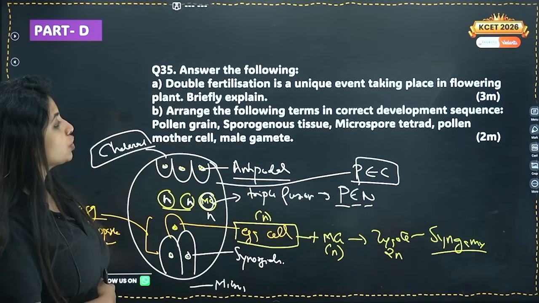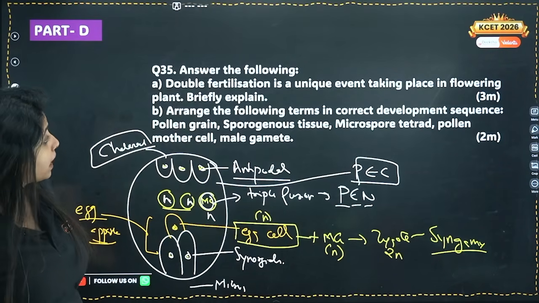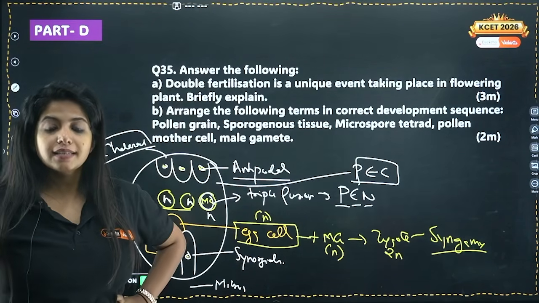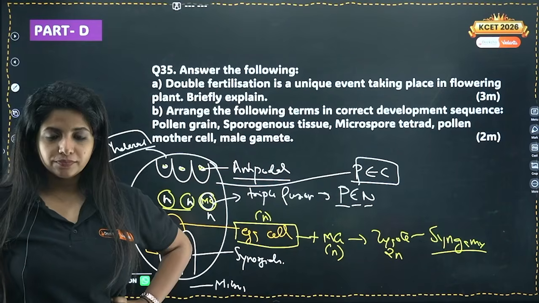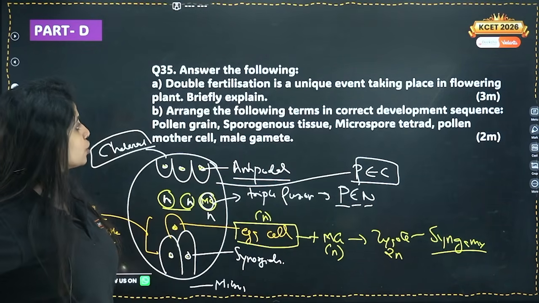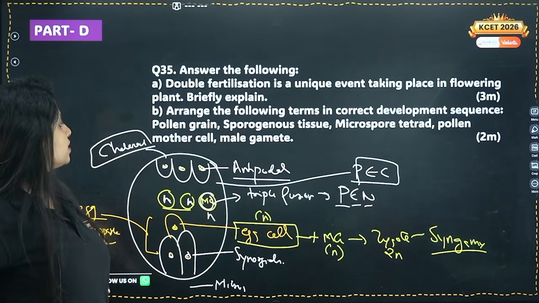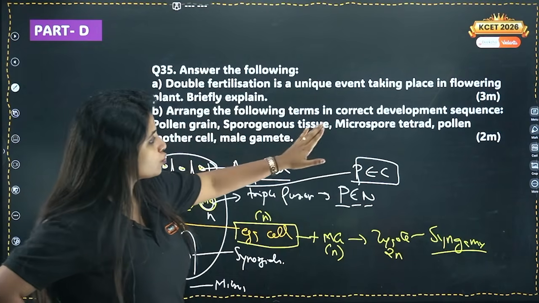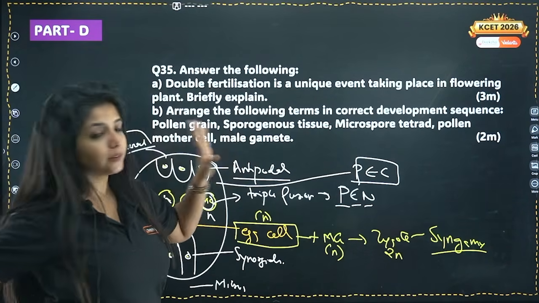So double fertilization is a unique event taking place in flowering plants. Briefly explained, this is the explanation that I have to give you. Cool? Now, arrange the following terms in correct development sequence: pollen grains, sporogenous tissue, microspore tetrad, the pollen mother cell, and the male gamete.